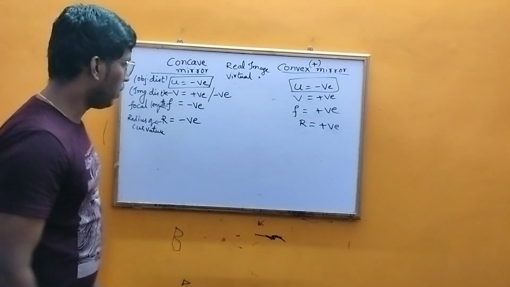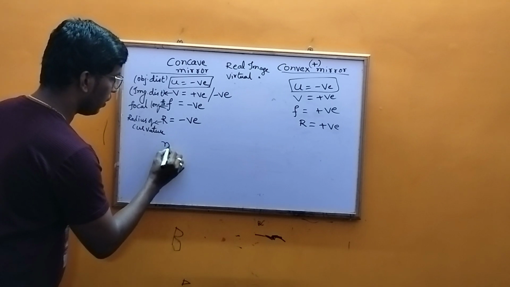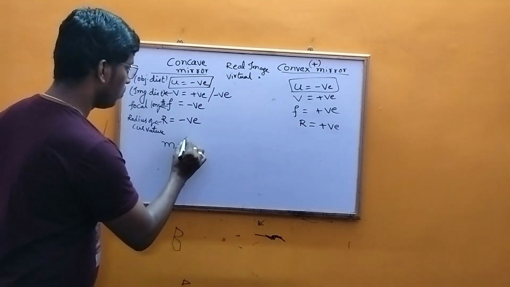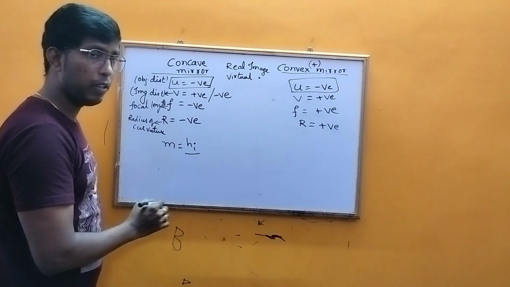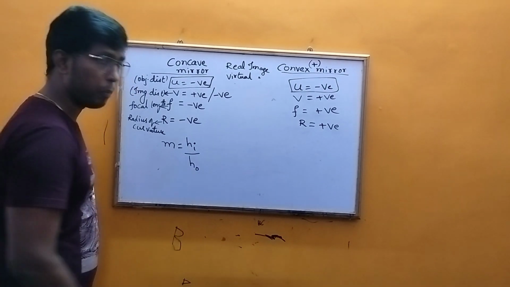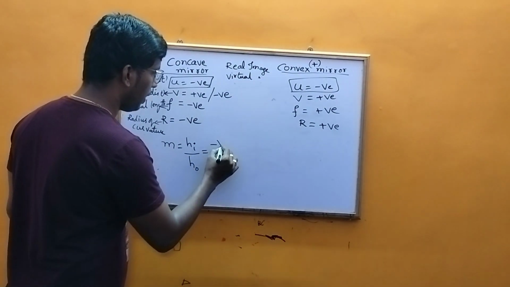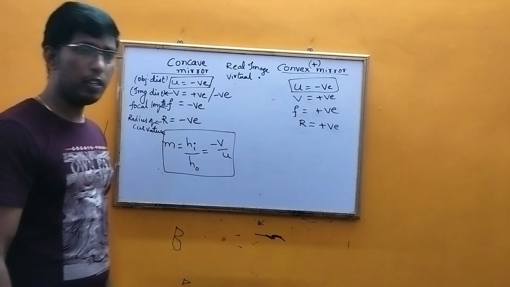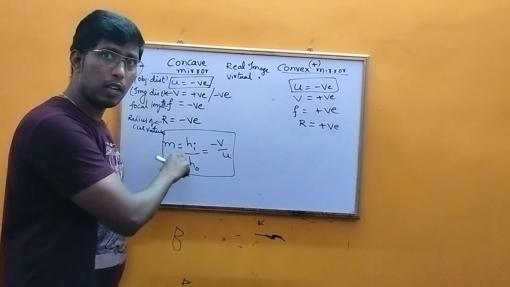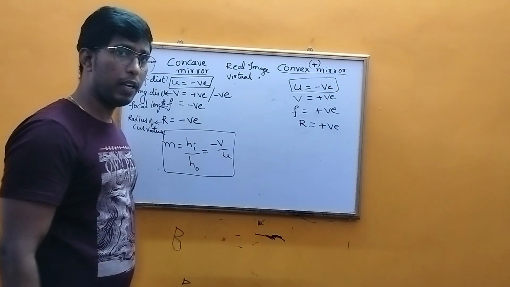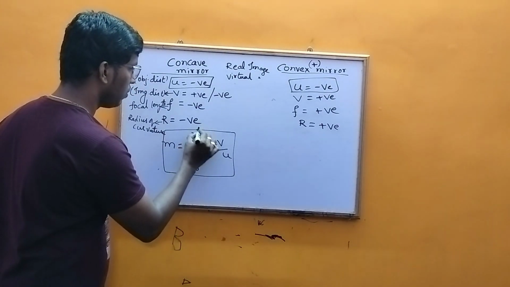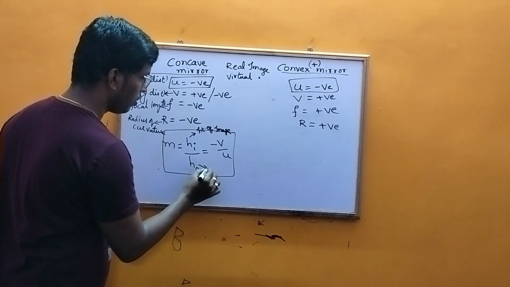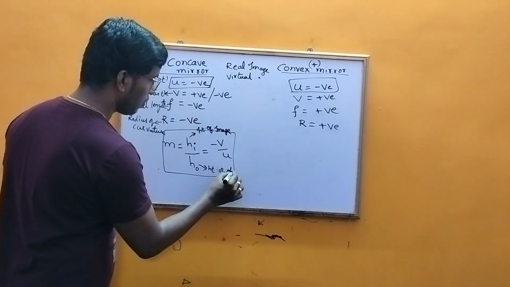Here also same. Now another important point, another formula: magnification M. The formula for magnification M is equal to hi, height of image, divided by height of object, which is equal to minus v by u. Very important formula, you should remember. So hi means height of image, h naught height of object.